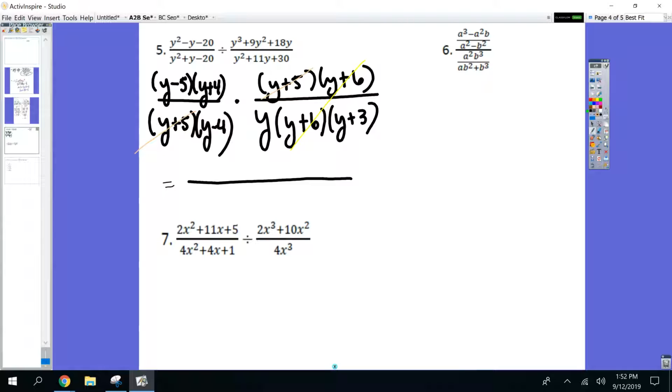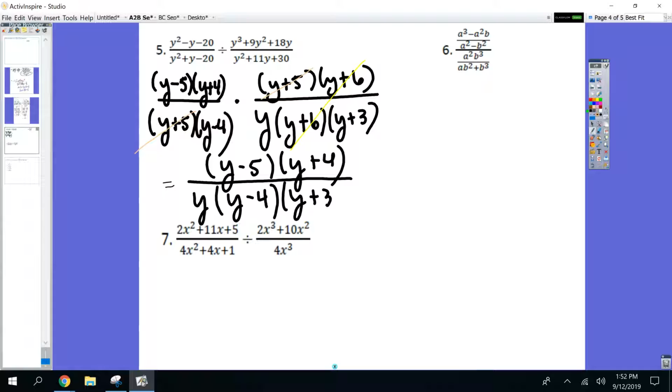Okay. Here's everything. Again, on this one you're left with a y minus 5 and a y plus 4 on top. Don't multiply them, please. Leave them in the parentheses. And on the bottom, you're left with a y minus 4 and a y plus 3.